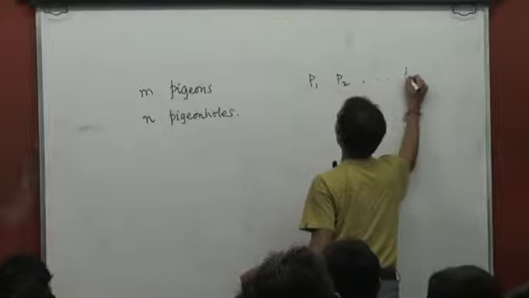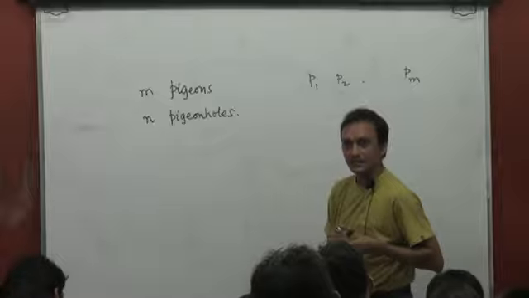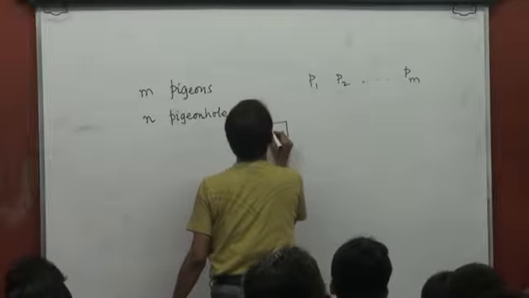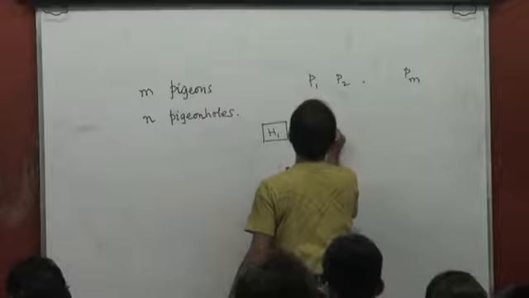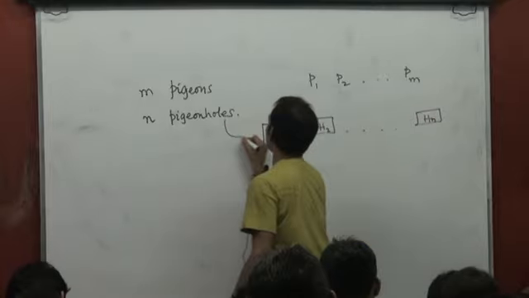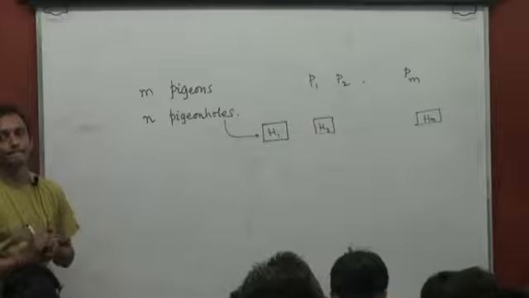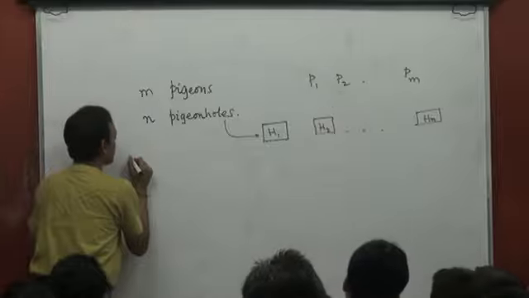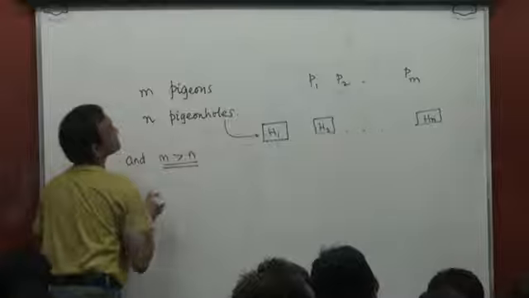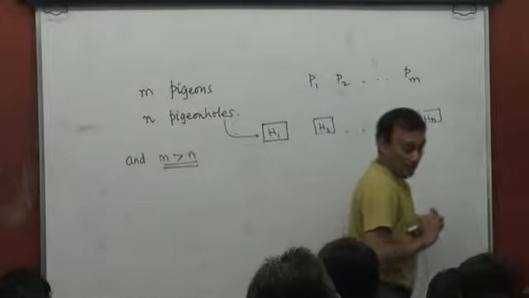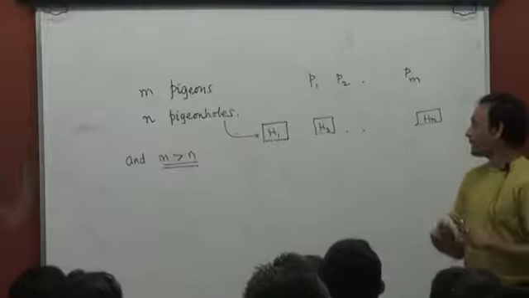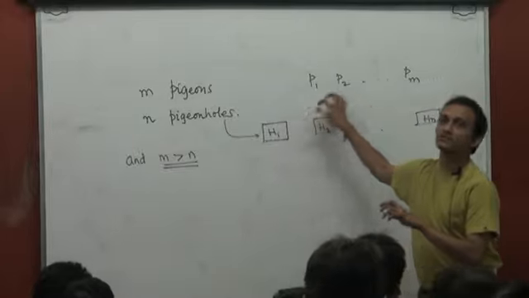P1, P2, PM are the M pigeons, right? And these are the pigeonholes, H1, H2, Hn. N pigeonholes. And M greater than N. Number of pigeons exceeding the number of pigeonholes. Right? And you want to place pigeons in the pigeonholes.